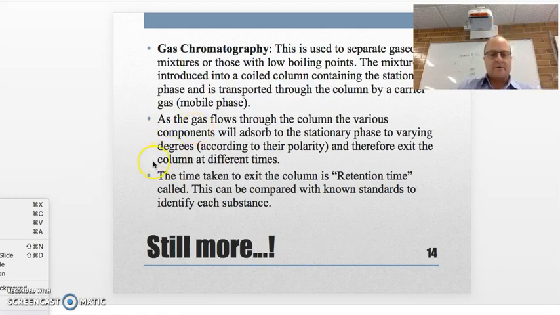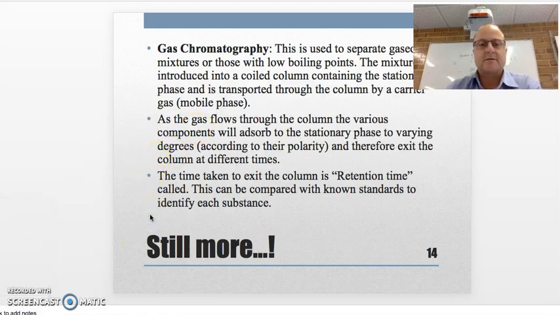Okay, another type of chromatography is gas chromatography. So this is when we want to separate or analyse a gaseous substance or a volatile substance that has a very low boiling point that would boil very quickly and evaporate very quickly. So anything that is gaseous, we would use gas chromatography.